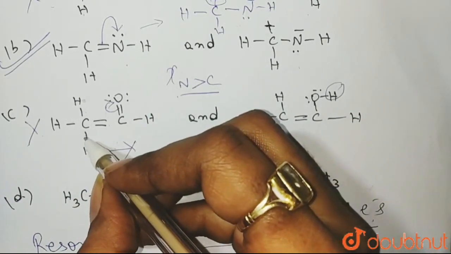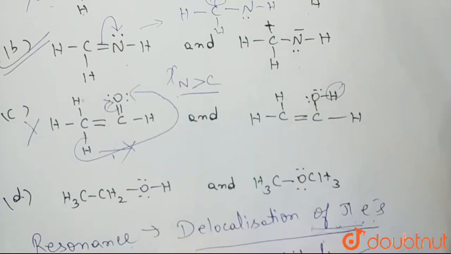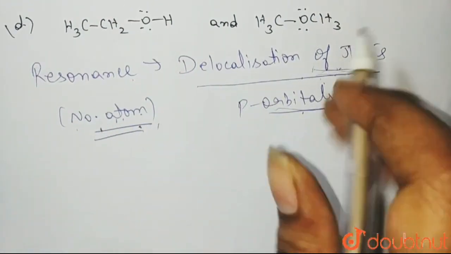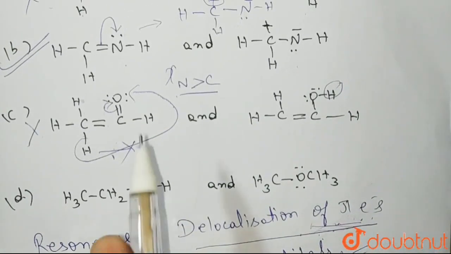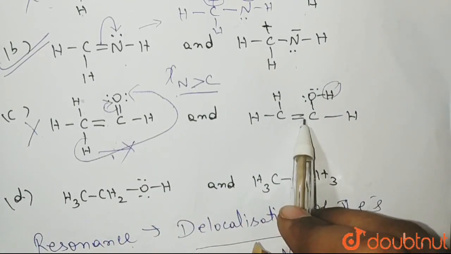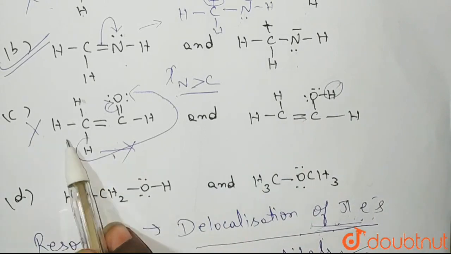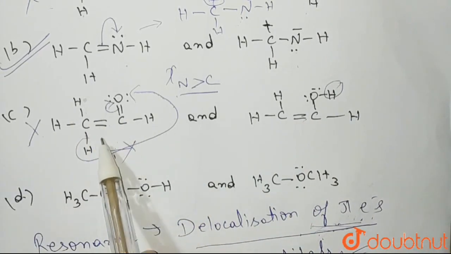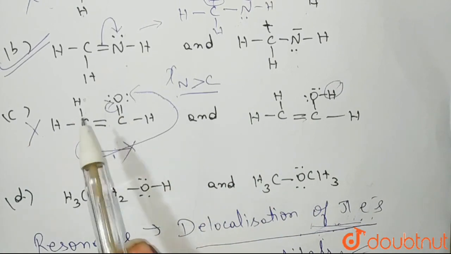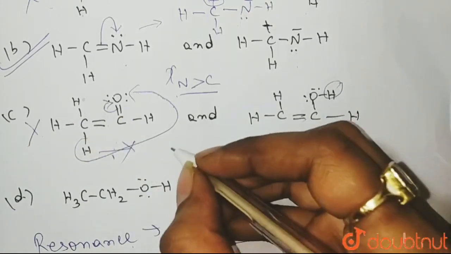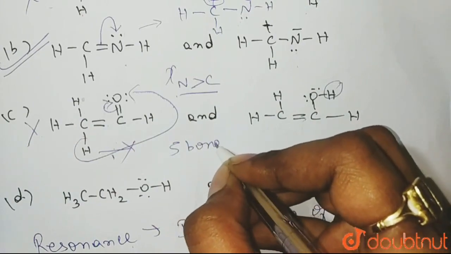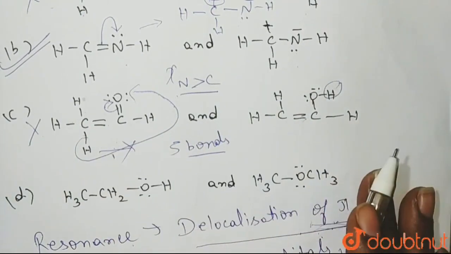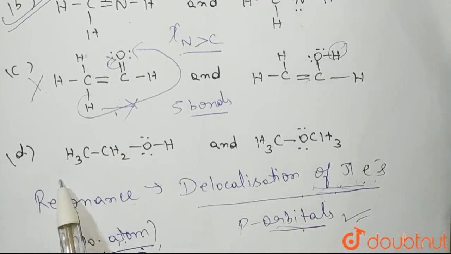That means one hydrogen from here is moving to this oxygen. And I just told you that no atom is going to move. Only delocalization of electrons is allowed. So these structures are not the correct resonating structures. So C is obviously incorrect. It is also incorrect because this structure is not possible. Here both of these carbons are getting 5 bonds, which is not possible. We know that carbon only forms 4 bonds. So answer C is incorrect. Now let's see the option D.